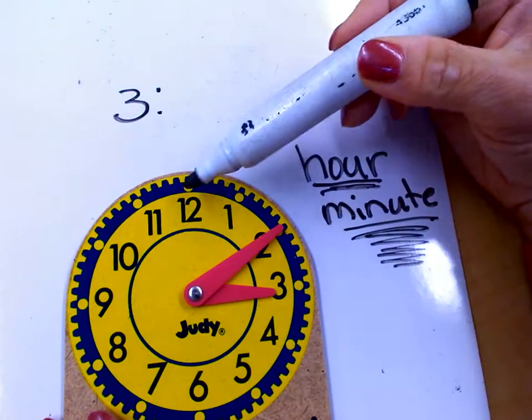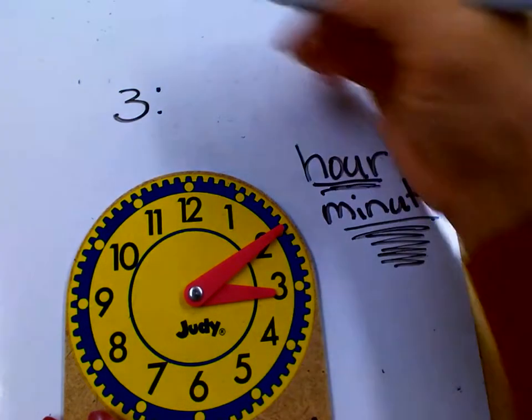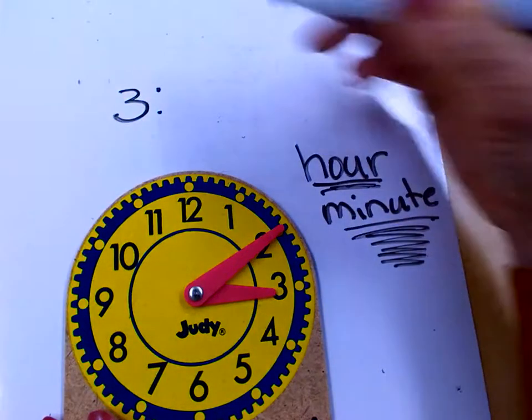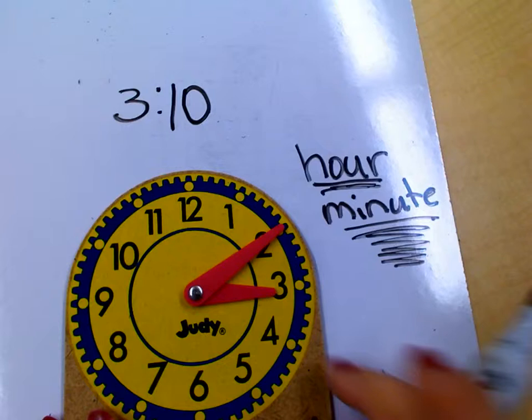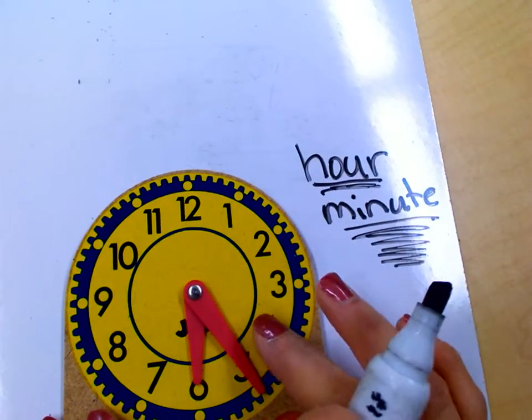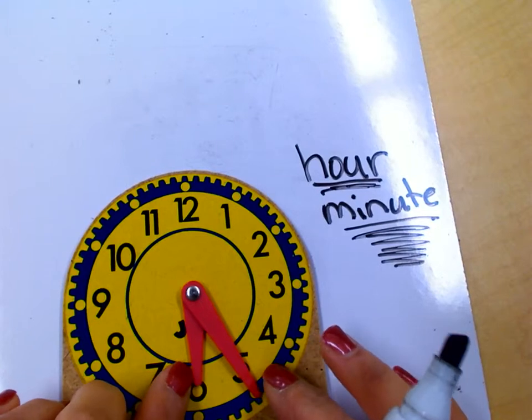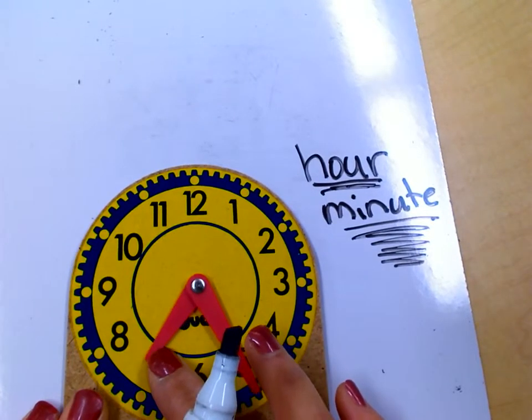So here we go. Let me do that. So 5, 10. Oh, look, the big hand is right on the 10, the minute hand. The longer hand is the minute hand. So I can say that it's 3, 10. Let me do another one. I'm going to go down through and say it's like this. I'm going to actually do it like that.